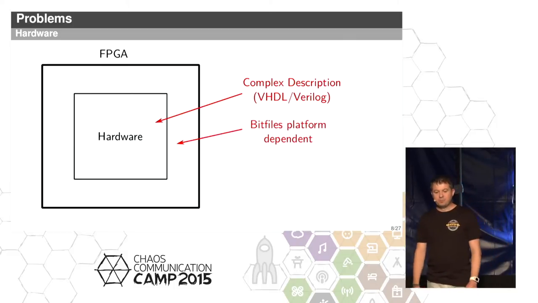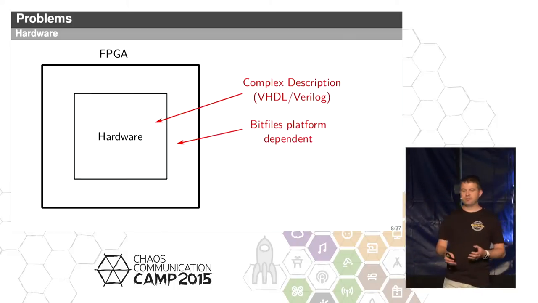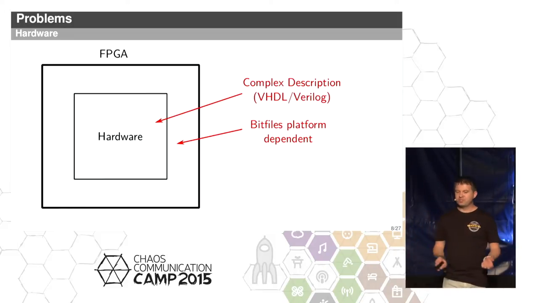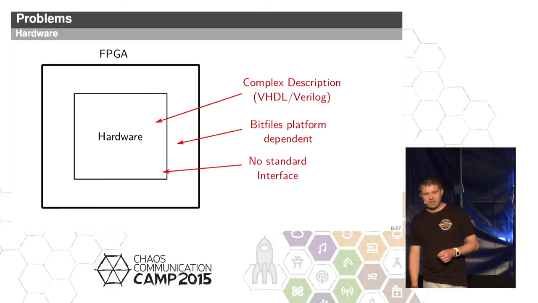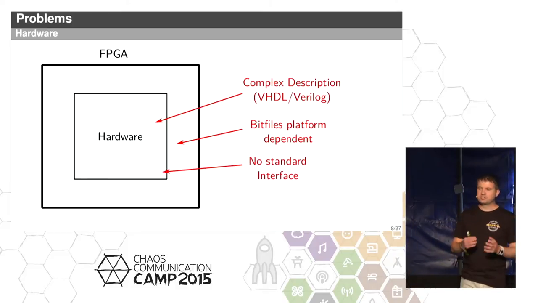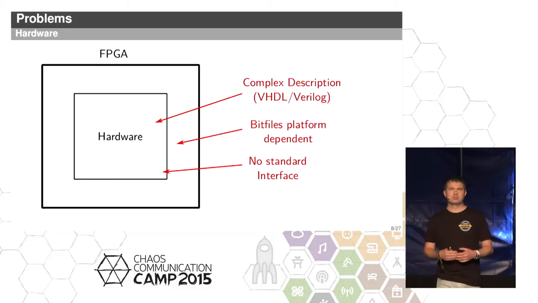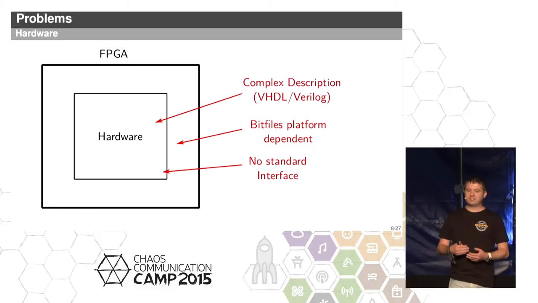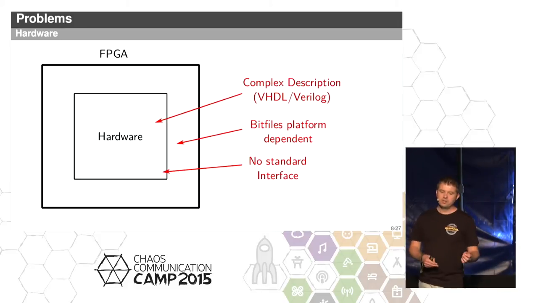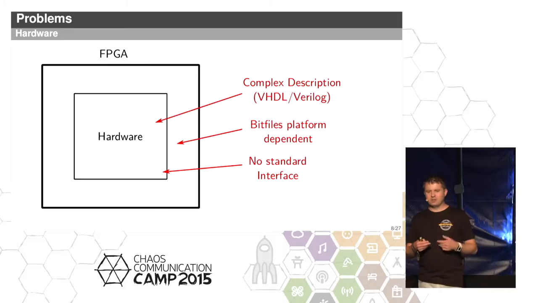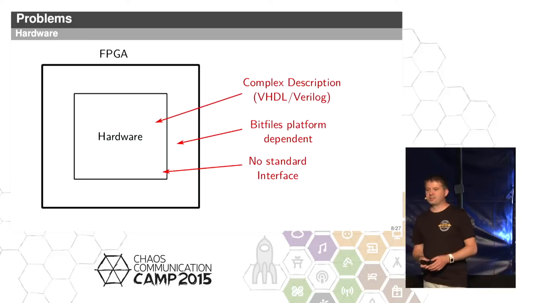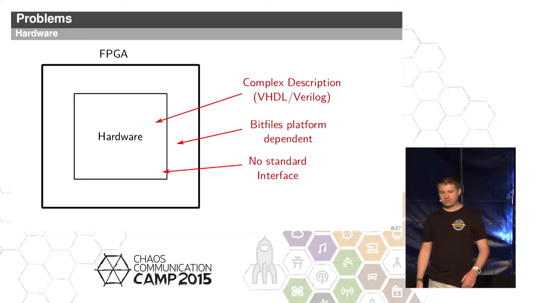And the bit files you create for the FPGAs are platform dependent. So you can only put the bit file you create onto one type of FPGA and not on all the FPGAs available. And the last problem with hardware is there are no standard interfaces. When you create a component on the FPGA, you have to think about the I/O, how to get the data off the FPGA. There is, at the moment, I think, no standard for connecting them to general purpose computers, but there are some standards where you connect FPGAs to server systems.